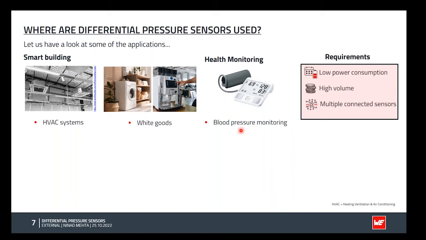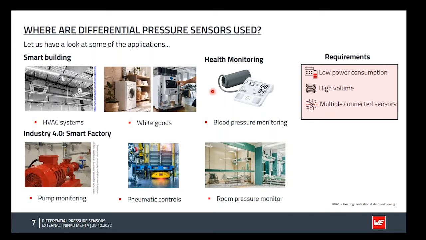Also, many times they are employed in higher volume for white goods or HVAC systems, and multiple sensors are connected with one another on a single bus. In industrial applications or the smart factory, pressure sensors are employed for pump monitoring, pneumatic controls, or robotic arm controls. An interesting application is room pressure monitoring, for example for operation theaters or clean rooms, where the rooms should have a higher pressure than the corridor, so that bacteria or contaminants cannot enter the room and the environment inside is always clean.